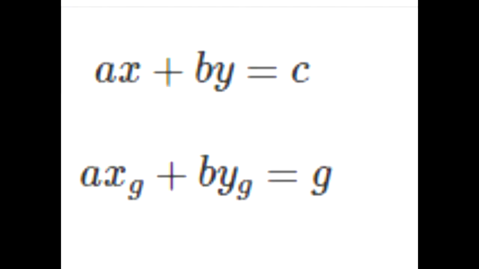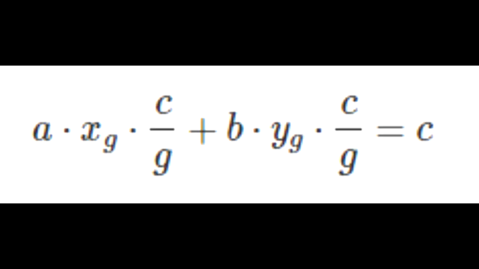So now let's compare the original equation ax + by = c, where x and y are unknowns, and our new equation a·xg + b·yg = g. Remember, g is the greatest common divisor of a and b, right? If you compare these two equations, you'll realize that there's only a solution if c is divisible by g. If you divide the two equations, you could actually see it.